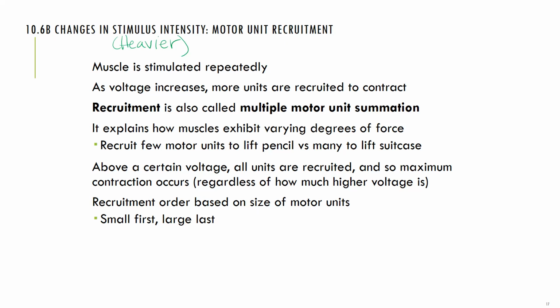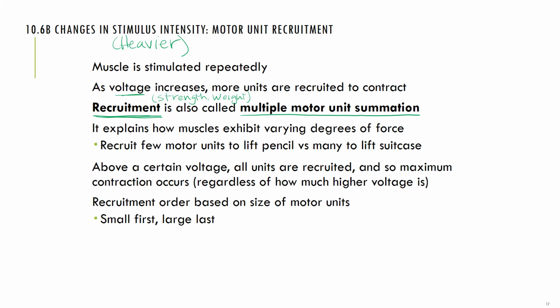And so as we're increasing the strength of the stimulus, so as the voltage or the strength or weight of what we're trying to lift increases, our muscle contraction increases, and more motor units are recruited to contract. So we're picking new guys. We're just grabbing motor units off the street and saying, hey, come on, help us hold this thing in place. And so we call it multiple motor unit summation, because we're getting more and more motor units in order to hold up the object.